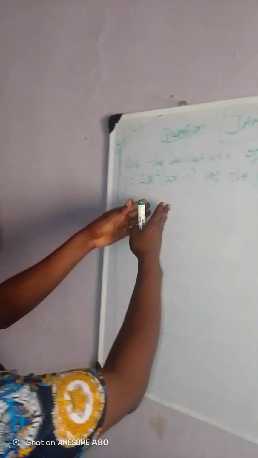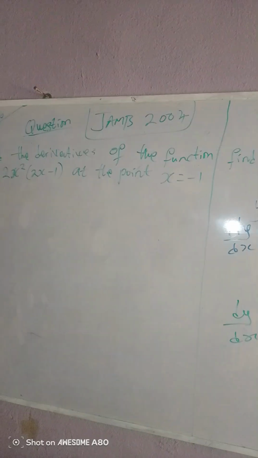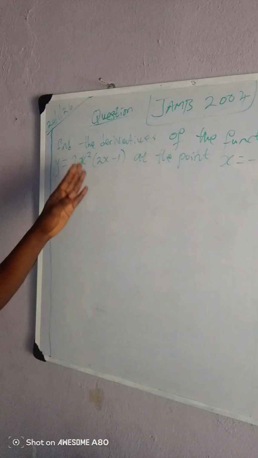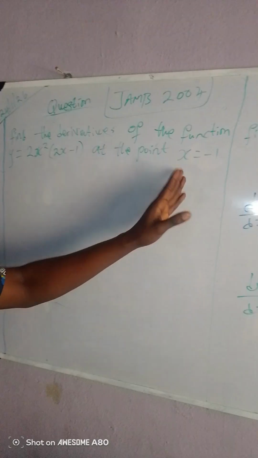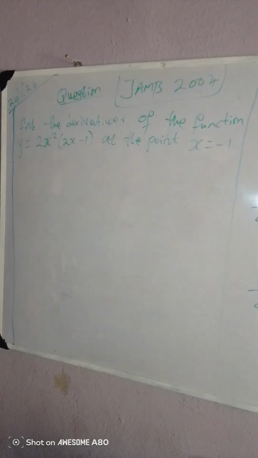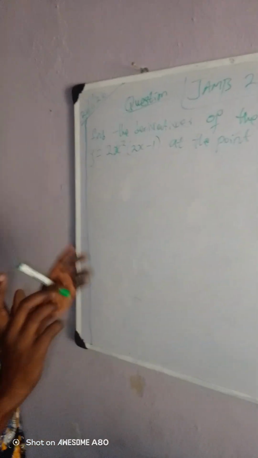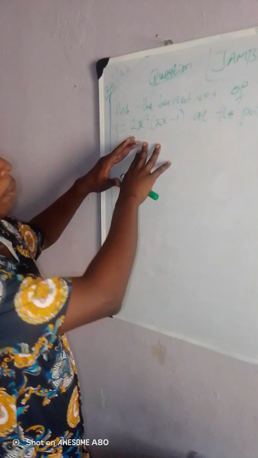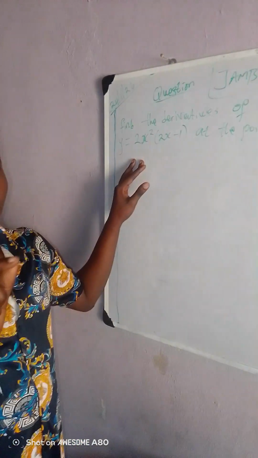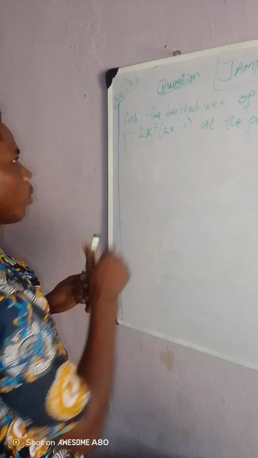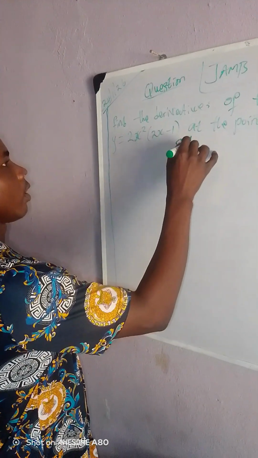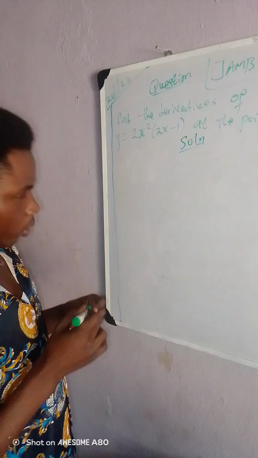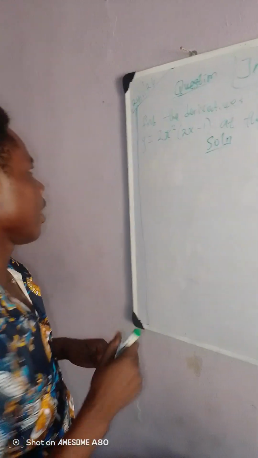Now they said find the derivative of the function y equals 2x squared into 2x minus 1 at the point x equals minus 1. Now, remember I told you before that whenever you see two functions multiplying each other, you do what? You apply the product rule. So that is what we are doing here. Solution. Now, let's find out the trick.